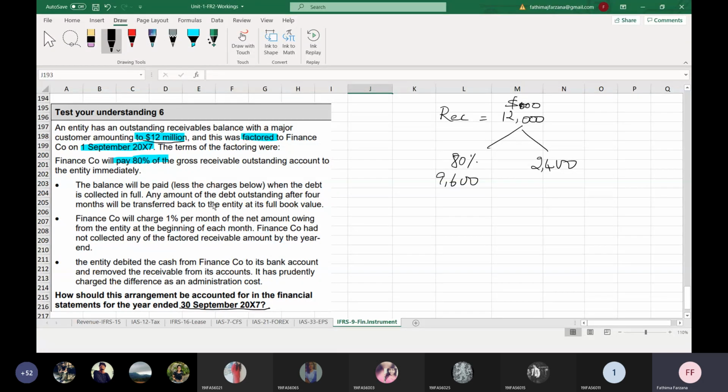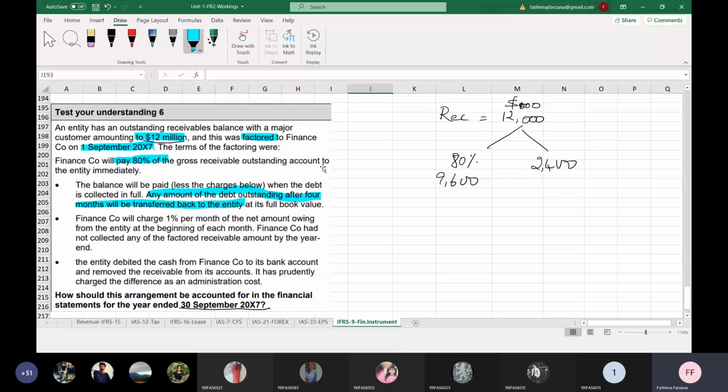Any amount of the debt outstanding after 4 months will be transferred back to the entity. I want you to tell me whether it is with recourse or without recourse. Now tell me who bears the risk. With recourse, business bears the risk. So that is 4 months only we will collect. After that, we'll transfer back the outstanding. All the risk will be transferred back to the business, means it is with recourse, right?